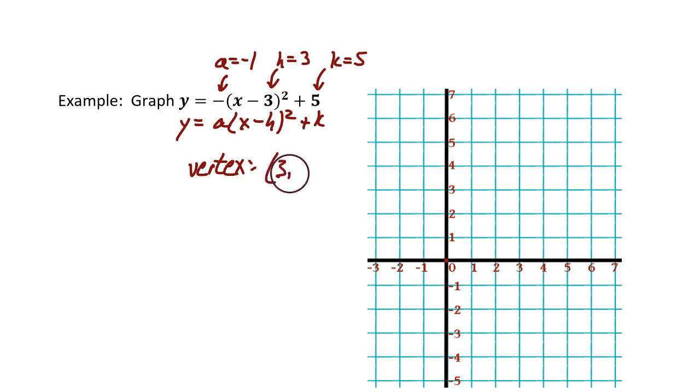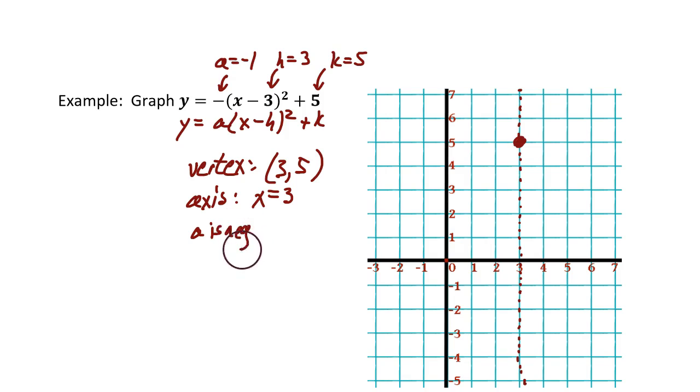With the values of h and k, we know what the vertex is. It is the point 3, 5. And we can graph that dot. Over 3, up 5, right there's the vertex. We can also find the axis of symmetry. It is the line x equals 3. And so we can draw a vertical line crossing the x-axis at 3. And as expected, the vertex is on the axis of symmetry. Because a is a negative number, the vertex is a maximum.